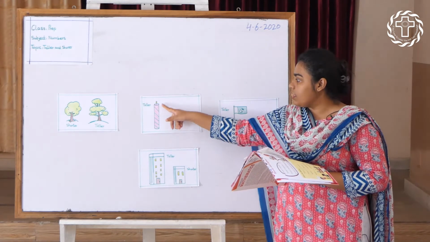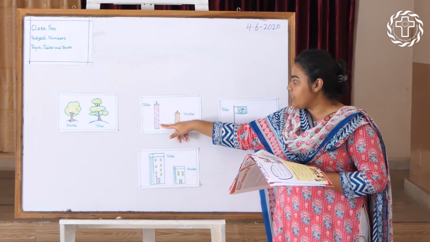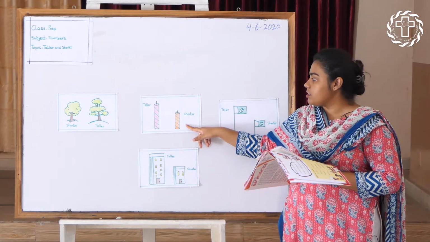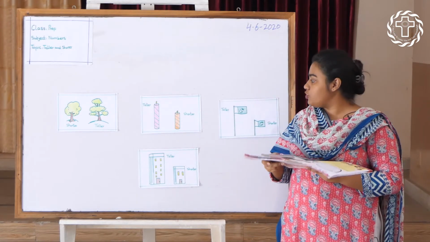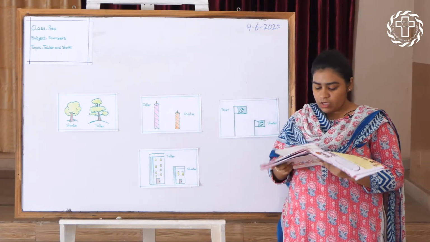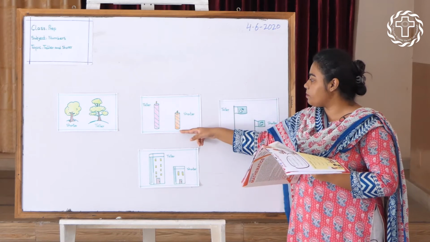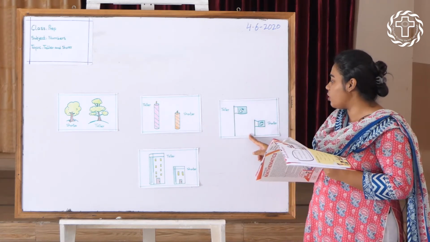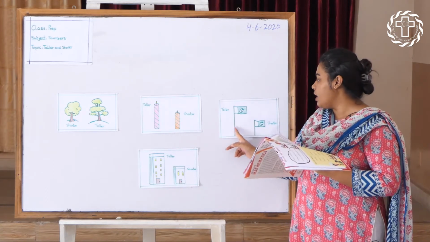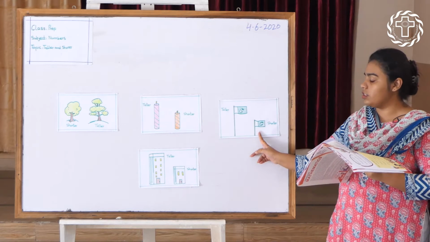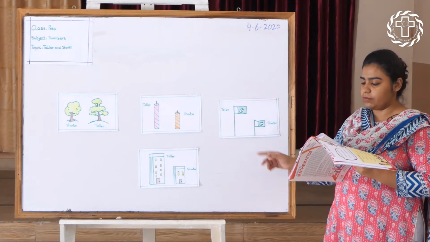As you can see in this picture, the first candle is the taller candle and the second one is the shortest. When we have two objects of unequal heights, these are pictures of unequal height objects. One object is taller and the other one is shorter.